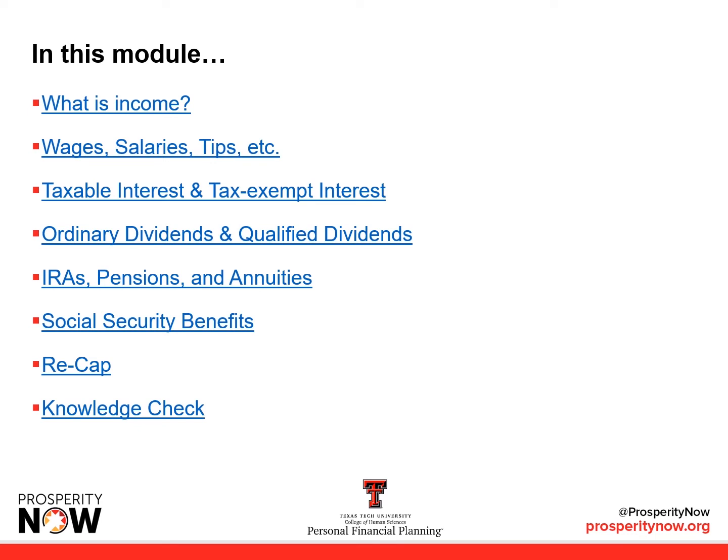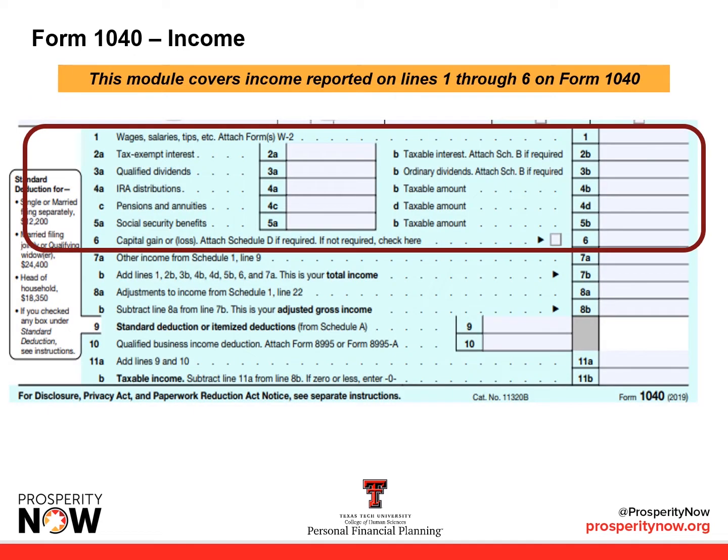So, in this module, we'll cover a variety of topics. What is income? Wages, salaries, tips, taxable interest versus tax-exempt interest, ordinary and qualified dividends, IRAs, pensions, and annuities, Social Security benefits. We'll recap and then we'll end with a knowledge check. This module covers income reported on lines 1 through 6 on the Form 1040.